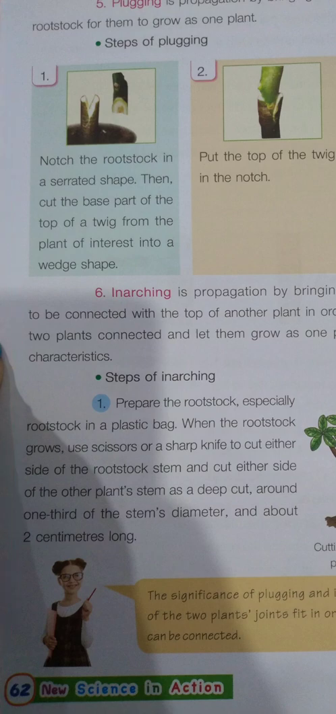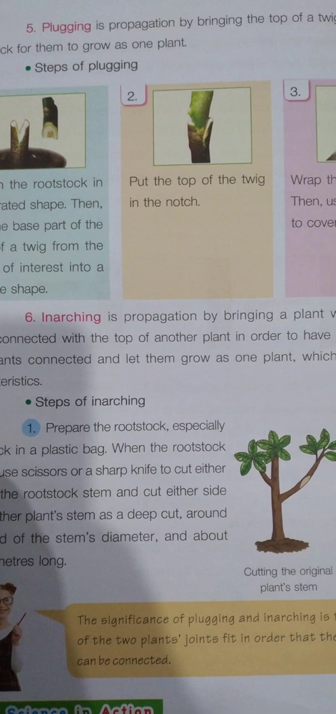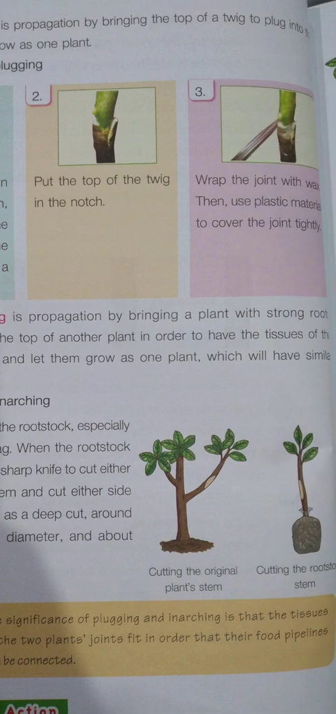Picture 1, notch the rootstock in a serrated shape. Then cut the base part of the top of a twig from the plant of interest into a wedge shape. Look at that picture. Number 2, put the top of the twig in the notch. Step 3, wrap the joint with wax. Then use plastic material to cover the joint tightly.